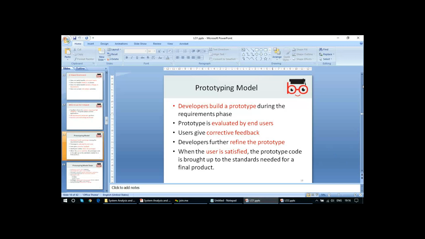The screen hasn't changed. It's still on the prototyping model. It's still on slide 18, and it doesn't want to go ahead because it says that you have studied today a lot. It's not me. I don't know, there's a system saying you have studied a lot.